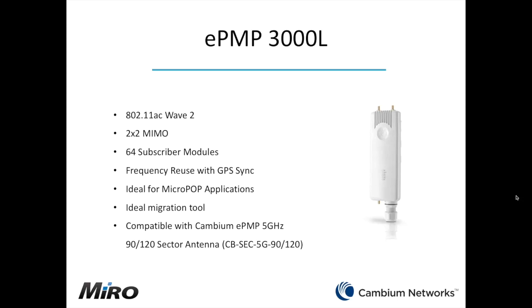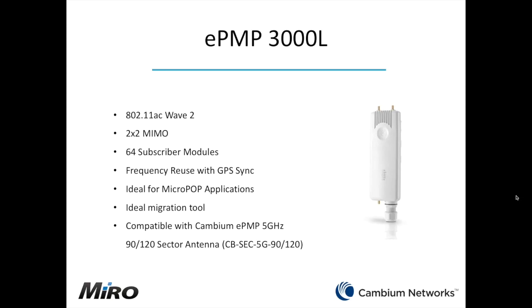Okay, so it's an 802.11 AC Wave 2 device that has 2x2 MIMO. So to take note, it's not 4x4, but is able to still serve up to 64 concurrent connections. It's equipped with GPS sync and frequency reuse, which makes it ideal for micropop applications. So your smaller type applications where you just need to fill in the void, or put in the missing piece to the puzzle to cover a smaller network requirement.